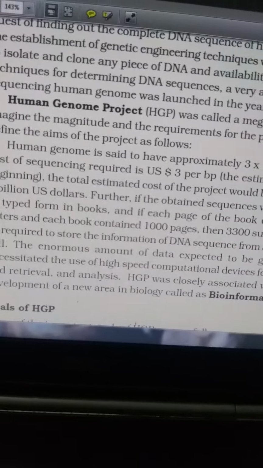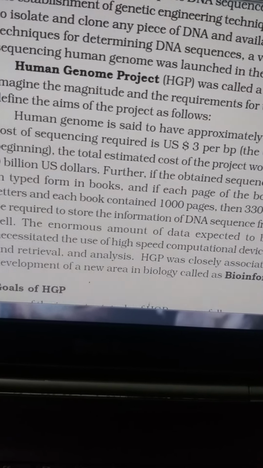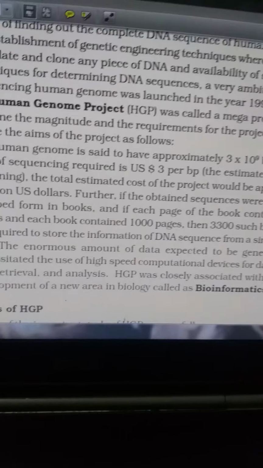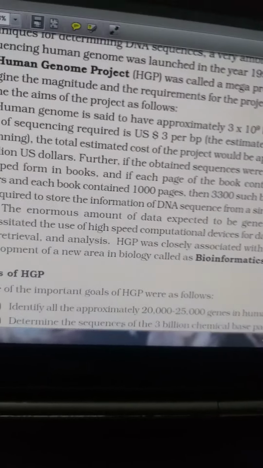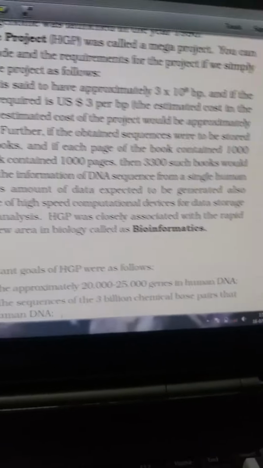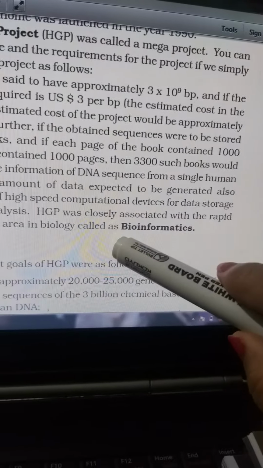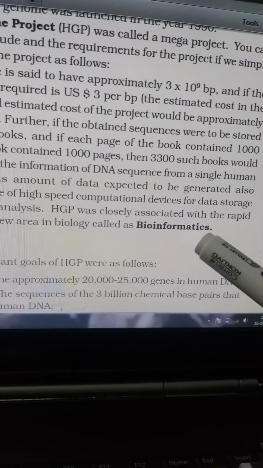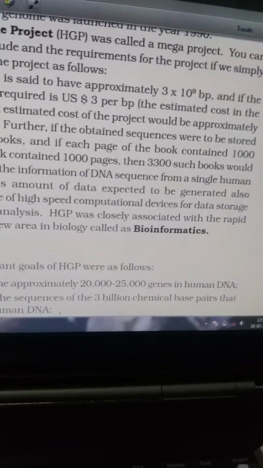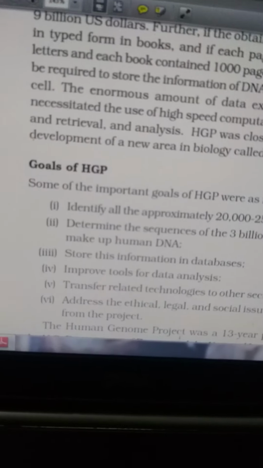We can use it in medicine, we can use it in forensic science, and also for studying our ancestry, evolution, everything. Now you have seen, approximately, we have 3 into 10 to the power 9 base pairs, and all this data is collected together. HGP is closely associated with the rapid development of a new area in biology that is known as bioinformatics. That means bioinformatics deals with all the data collected together. So we have 3 into 10 to the power 9 base pairs. That's a huge gene pool, we may call it.